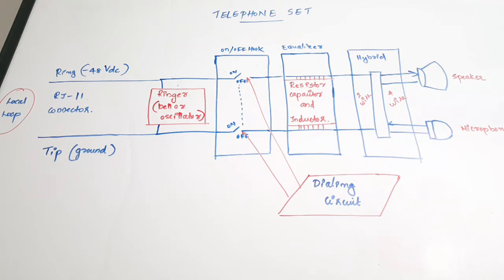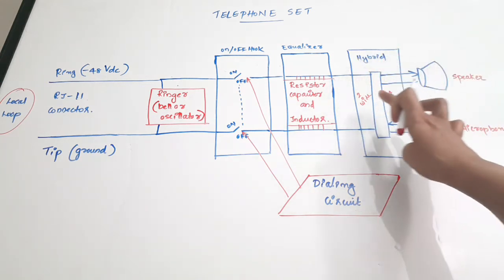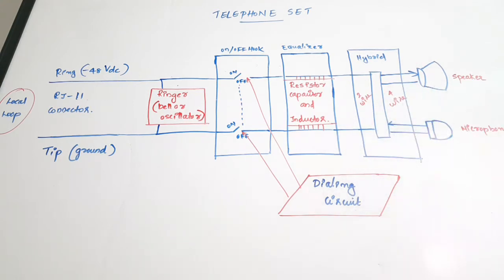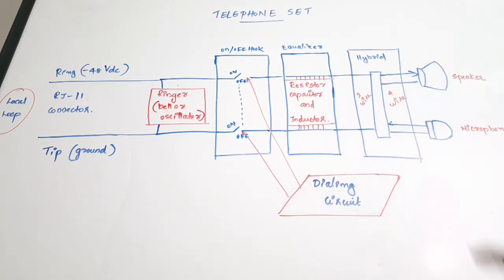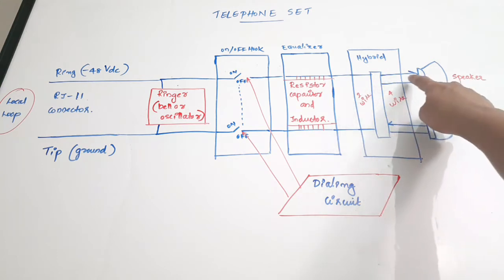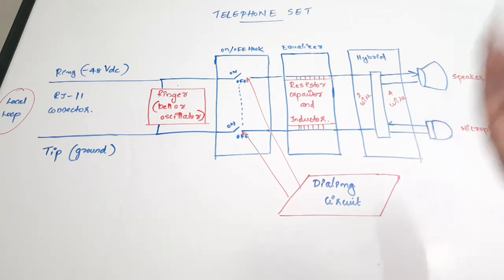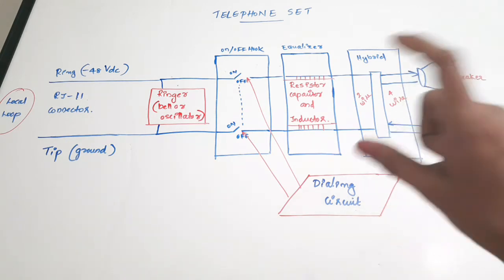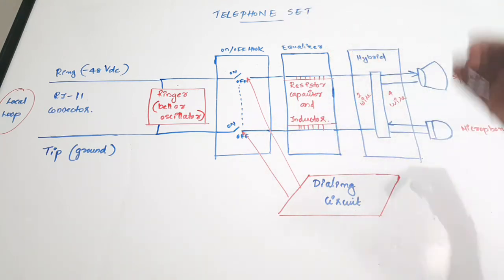Next is the hybrid network or hybrid circuit. You can see clearly that until this point there were only 2 wires, but after this point there are 4 wires. So it is converting a 2-wire circuit to a 4-wire circuit, and it is giving signals separately to the speaker and the microphone. It gives the signals to the speaker and receives the signals from the microphone. In order to do this we use a hybrid, because if we just used a 2-wire circuit up to this end, we could not have these two purposes.